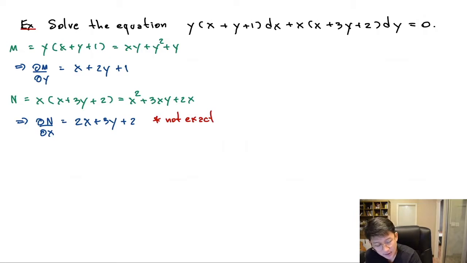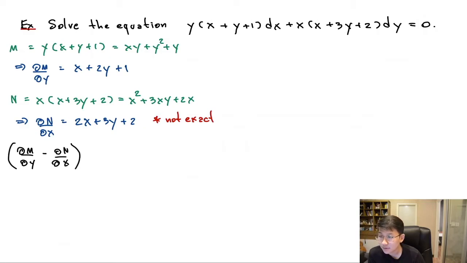So first, I'll compute the ∂M/∂y minus the ∂N/∂x. And what is it? It's like x minus 2x, right? It's x. Okay, I'll just write it, just in case some of you get confused. 2y plus 1 minus (2x plus 3y plus 2).